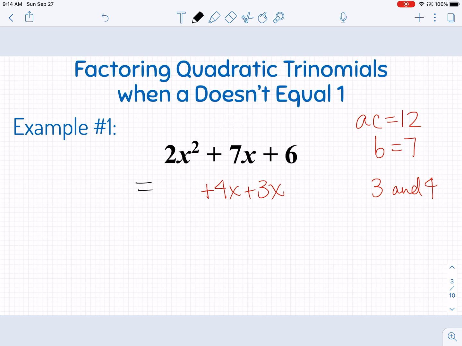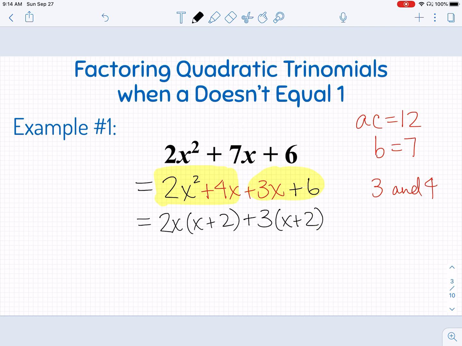I know in every line that I make, I need to have an equal sign. And then I look at the first two terms and I say, what is the GCF between 2x squared and 4x? 2x. And then what is the GCF between 3x and 6? 3. So now if you look at this term and this term, remember a term is a mathematical expression separated by either addition or subtraction.